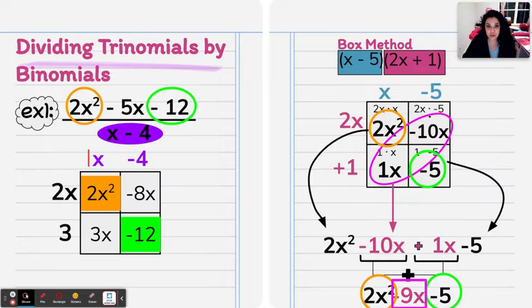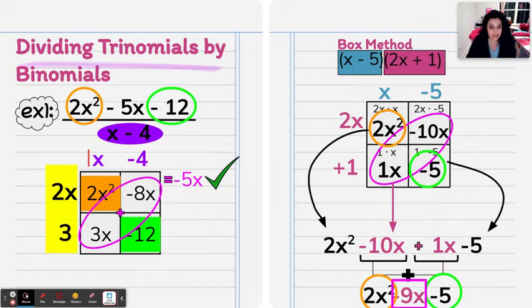Remember, the 2 like terms need to add up to give me my middle term. So 3x plus negative 8x is equal to negative 5x. And look, that is exactly my middle term that's left over. So yes, that is my answer.